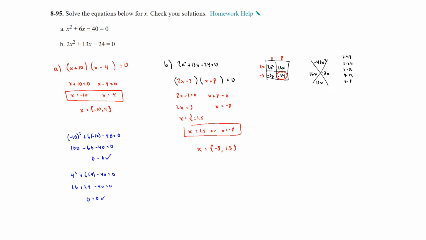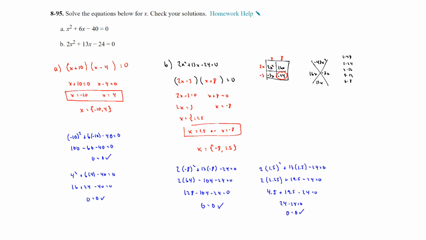And once again, we want to check these, so go ahead and plug those numbers back in and see what you get. And so there are the two checks, once again showing that negative 8 and 1.5 are both solutions.